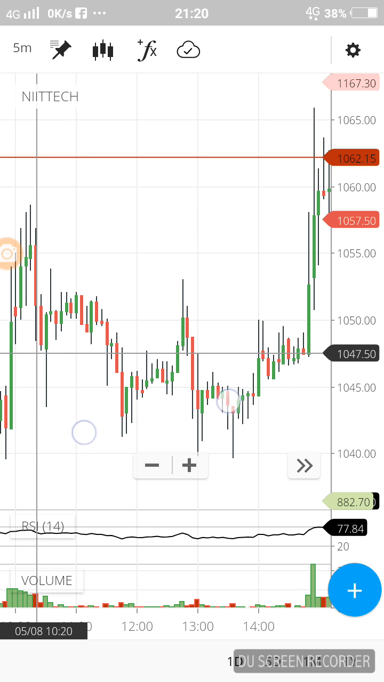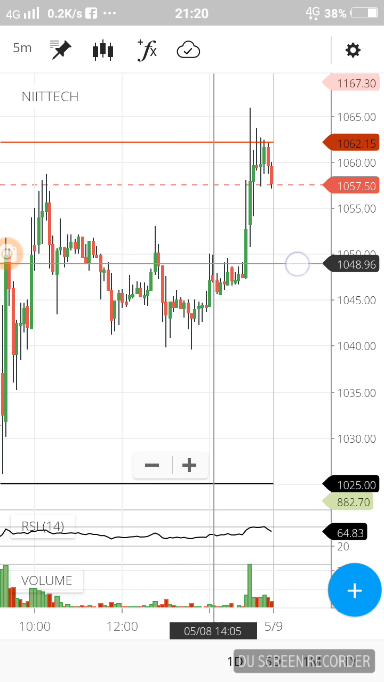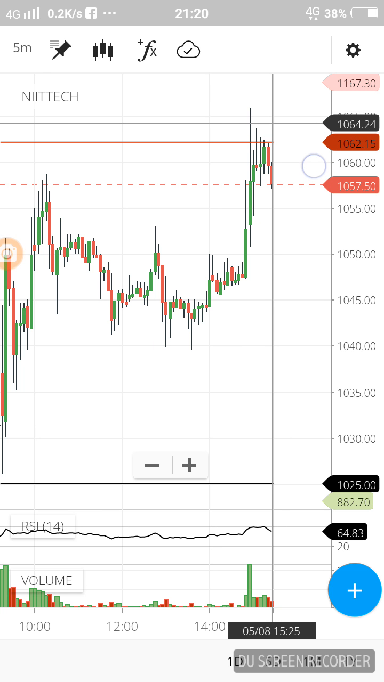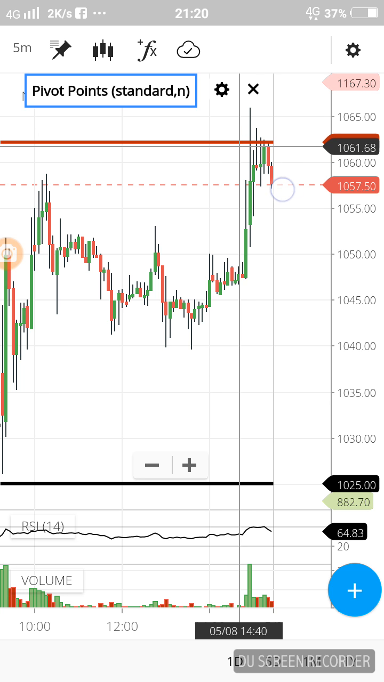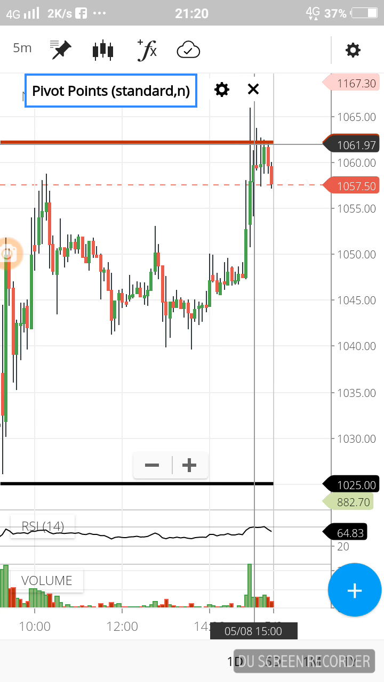So let's see what happens here. Maybe you get the target at the end of the day at least. Yes, at 3 o'clock you got the target of 1060 rupees, 15 rupees profit. After 1000 stocks you get around 15,000 rupees.